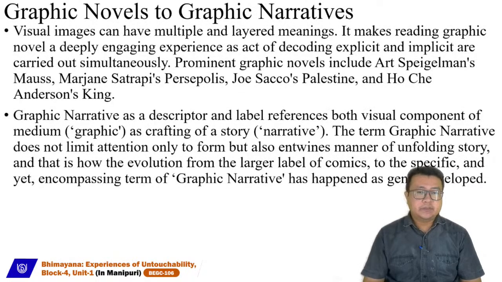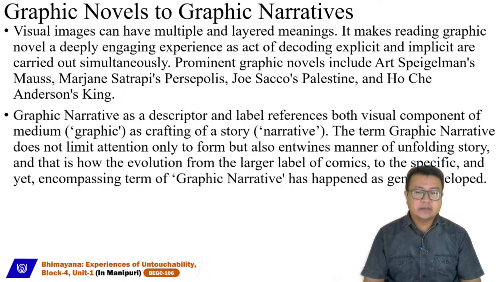Visual images can have multiple and layered meanings. It makes reading graphic novels a deeply engaging experience as the act of decoding explicit and implicit is carried out simultaneously. Prominent graphic novels include Art Spiegelman's Maus, Marjane Satrapi's Persepolis, Joe Sacco's Palestine, and Ho Che Anderson's King. Some well-known graphic novels are Art Spiegelman's Maus, Marjane Satrapi's Persepolis, Joe Sacco's Palestine, and Ho Che Anderson's King.